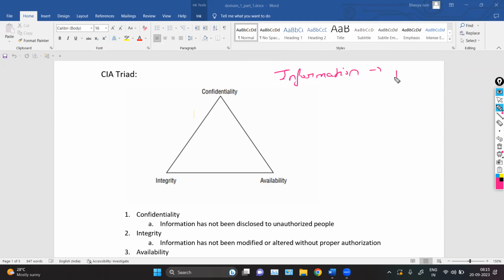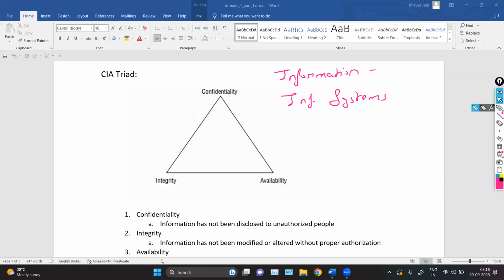Okay, and information systems. So information is all about our data, whatever your data is, in the form of any file, any message, any PDF, any videos, images. These are all data only, right? Information only. Information systems are the systems which are storing your data, processing your data, and transmitting your data from one place to another. Okay, so that is information systems.